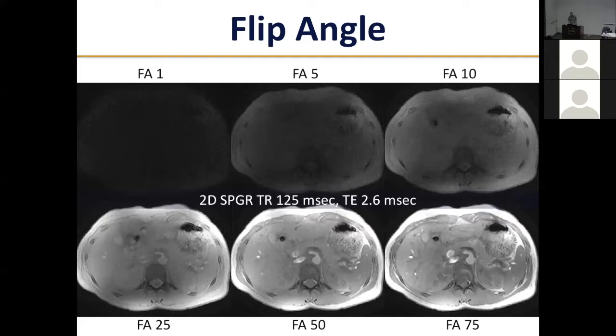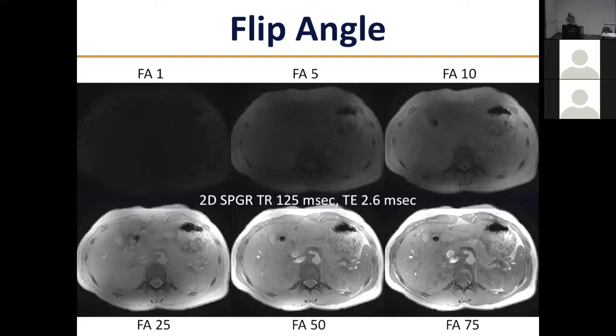It's a 2D SPGR, TR 125, TE 2.6 milliseconds, but acquired with a flip angle of 1, a flip angle of 5, a flip angle of 10, 25, 50, 75. So what happens as the flip angle increases? Well, obviously, as the flip angle increases, the signal goes from very, very low and gets higher. So the signal to noise increases.